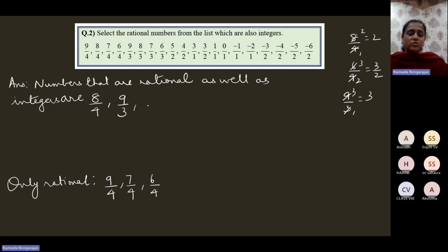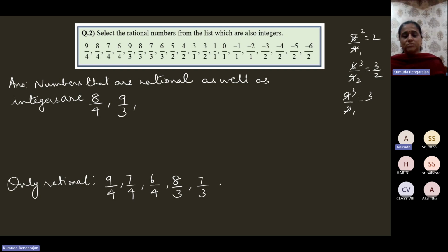Next, 8 by 3. All of you should give me the correct answer. We are coming to the end of the chapter; we are concluding the chapter today. Ma'am, it is just a rational number, 8 by 3. Yes, 8 by 3 is just a rational number. What about 7 by 3? Just a rational number, ma'am. Yes, all of you can answer.